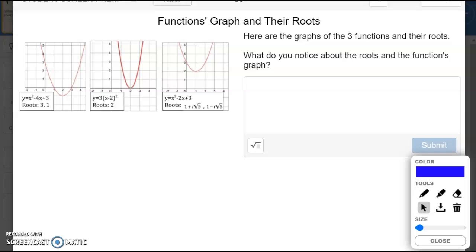In this case, we only have one root at 2. Okay, that's where the graph is touching the x-axis. In this case, we only have complex roots, no real roots. So this is where we don't have any x-intercepts. So when we don't have any x-intercepts, then we can say that there are no real roots, which means that there are two complex roots.